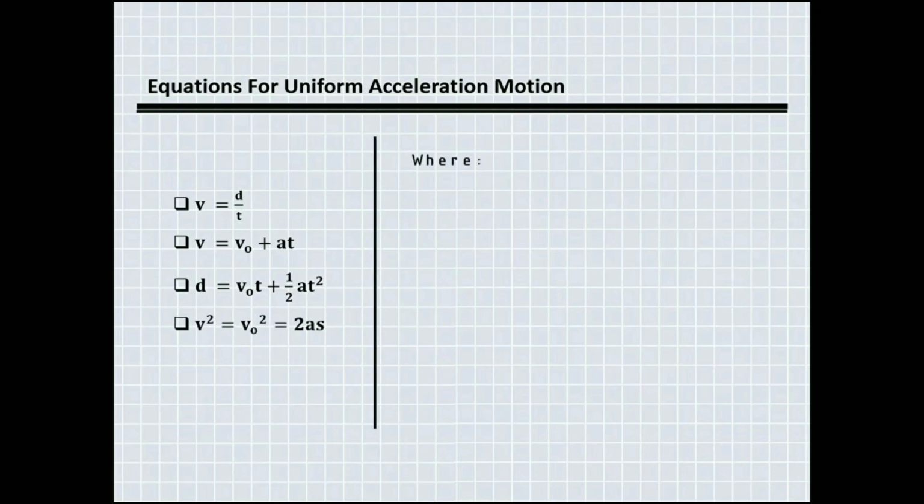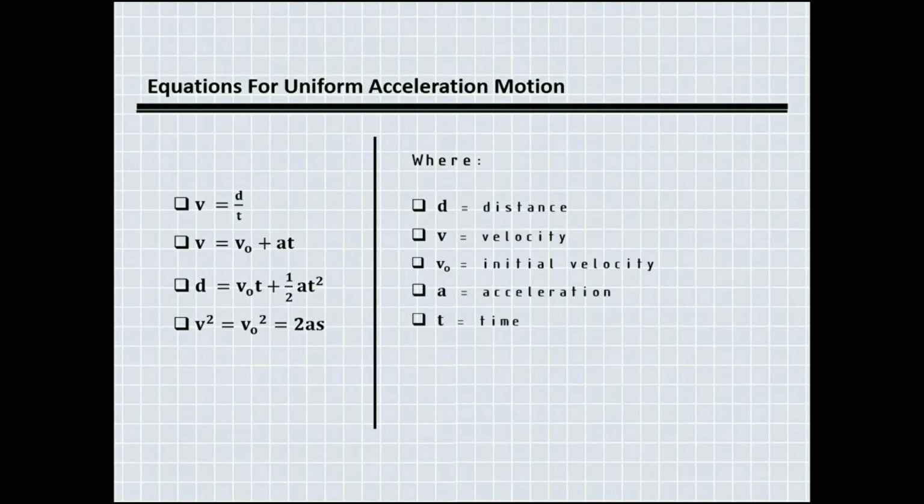For uniform acceleration motion, we use the formulas v = d/t, v = v0 + at, d = v0t + 1/2 at², and v² = v0² + 2as, where d is distance, v is velocity, v0 is initial velocity, a is acceleration, t is time, and g is acceleration due to gravity, which is 9.81 meters per second squared and is also equal to 32.2 feet per second squared.